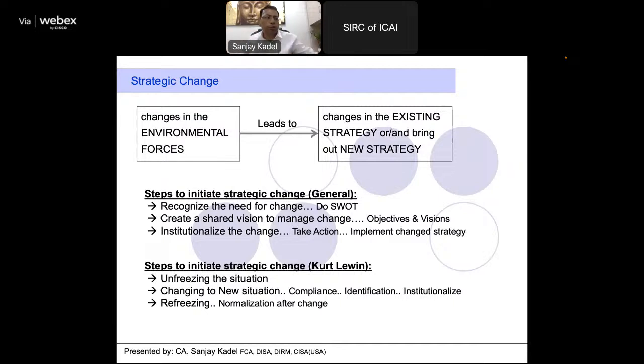the new process, new changes, institutionalize, and then you refreeze. That means you continue to maintain the new situation, normalize. So unfreeze the situation, change to the new situation, and refreeze the situation. This approach is called Kurt Lewin's method of initiating strategic change. So, as a concept, strategic change is also very important to be understood.